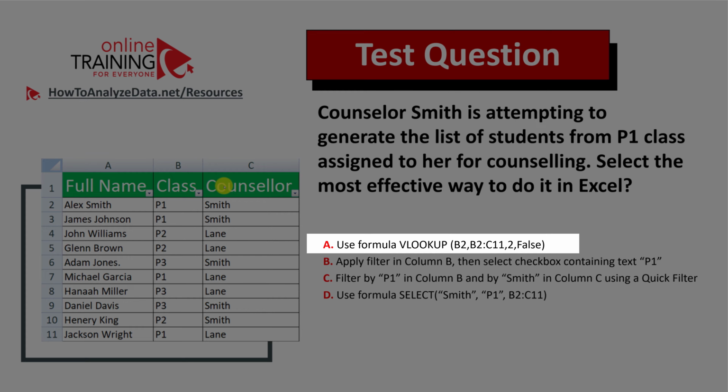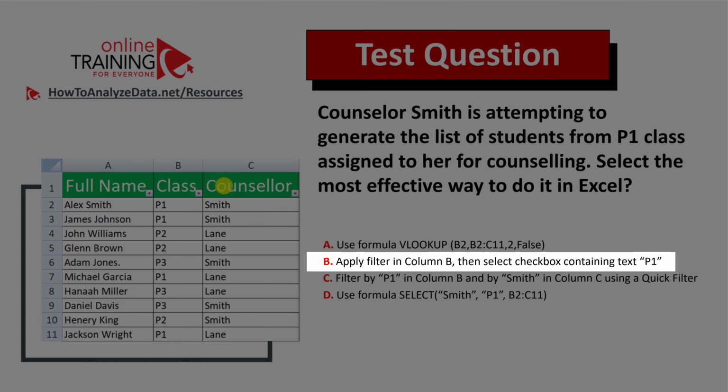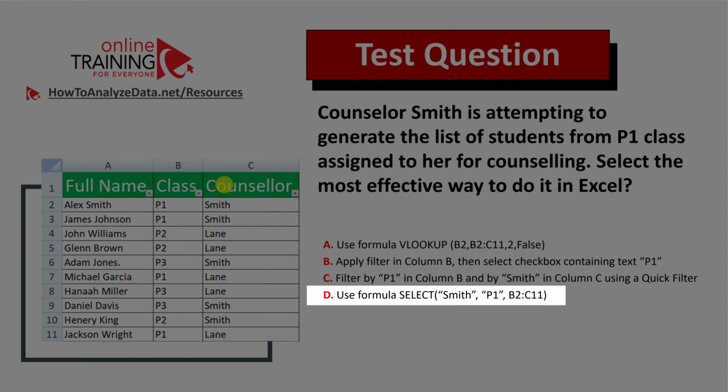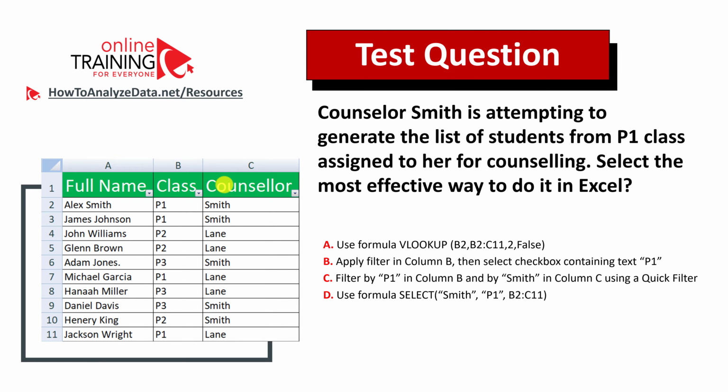Choice A, use formula Vlookup with the particular syntax. Choice B, apply filter in column B, then select checkbox containing text P1. Choice C, filter by P1 in column B and by Smith in column C using a quick filter. And then choice D, use formula select with the particular syntax. Give yourself 10 to 15 seconds to see if you can come up with the right answer.